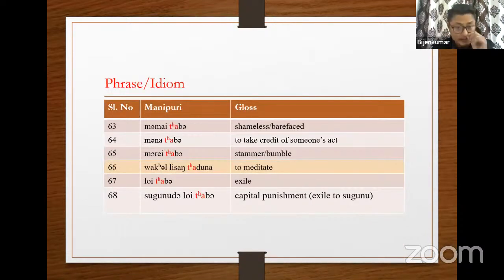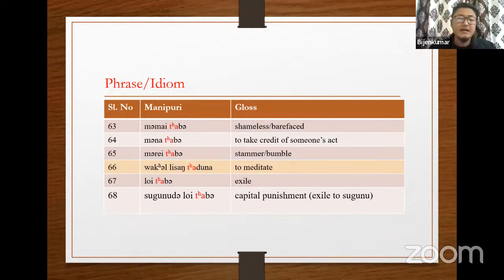Then in phrases or idiom constructions, like mamai thaba means a shameless person, or barefaced. Mana thaba is for those who take credit for someone else's act. And Mari Thaba means stammer. The literal meaning is stammered, and we have an idiomatic expression also. When a person is speaking in public and because of some reason cannot spell it out properly, then we can say Mari Thaba Hore. In that way, we used to give it as an expression.